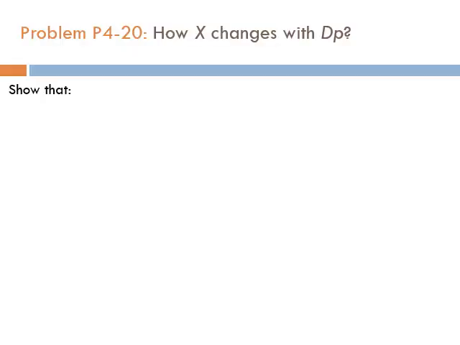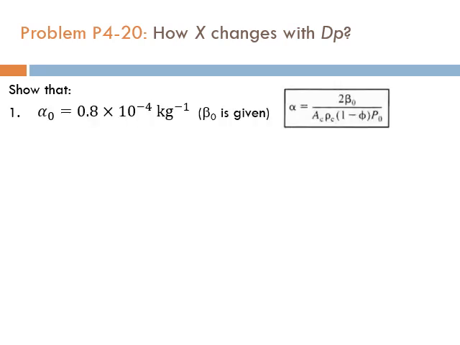Okay, so what do we need to do at the beginning? We need to show the following. We need to show that alpha naught equals 0.8 times 10 to the power negative 4 per kg, right? So how are you going to get alpha? Where are you going to get alpha from? Again, the naught here means the initial case where the particle size is given. It's the reference case. Obviously you get alpha naught from beta naught, and beta naught in this question is given. Otherwise, if it was not given, you know how to calculate beta naught, right?